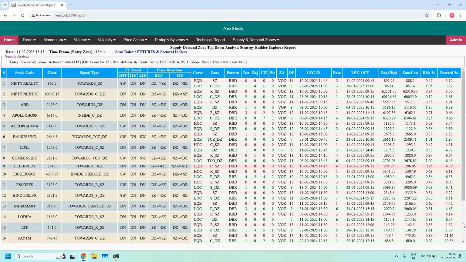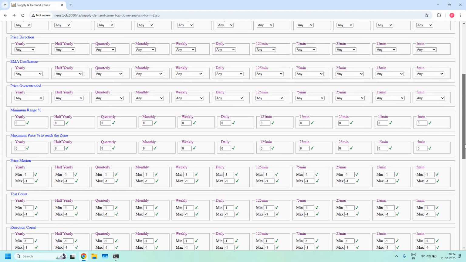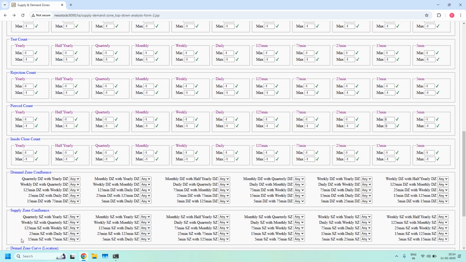I am scrolling the list down. So total 21 stocks are filtered. Out of these 21, let us further filter based on the zone confluence. First filter is LTF and ITF supply zone confluence. That is 15 minutes and 75 minutes supply zone confluence. So let me set that filter in the supply zone confluence.